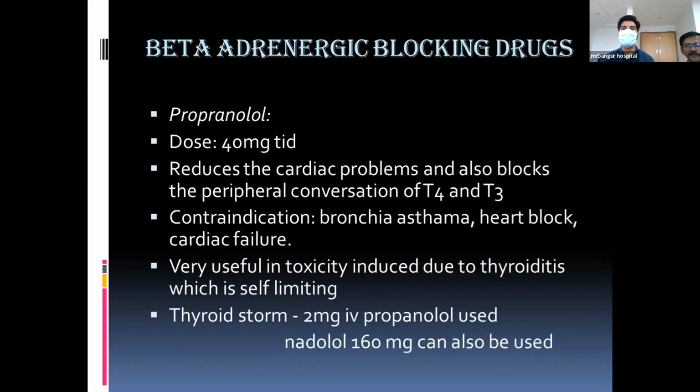Now, beta-adrenergic blocking drugs like propranolol. Dose is 40 milligram TDS. It reduces the cardiac problems and also blocks the peripheral conversion of T4 to T3. It is contraindicated in bronchial asthma, heart block, and cardiac failure. It is very useful in toxicity due to thyroiditis, which is self-limiting. In case of thyroid storm, we give 2 milligram IV propranolol, and nadolol 160 mg can also be used in case of thyroid storm.